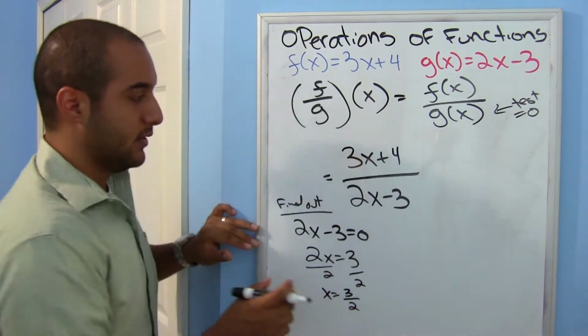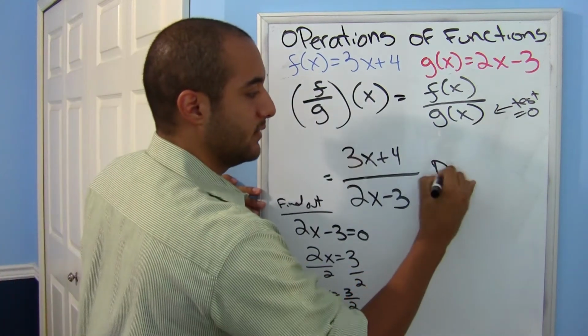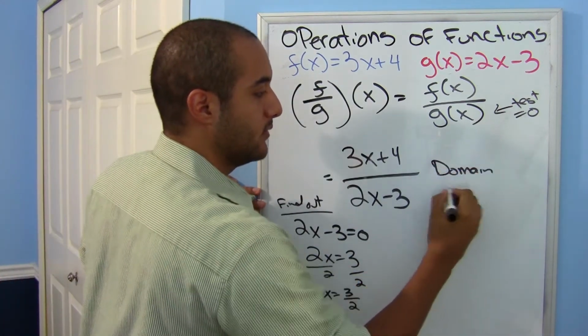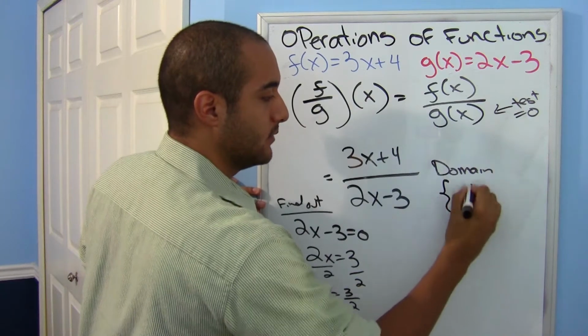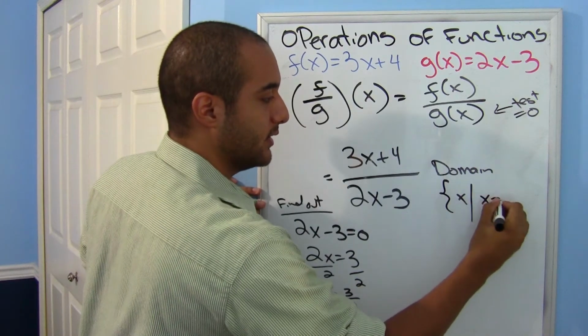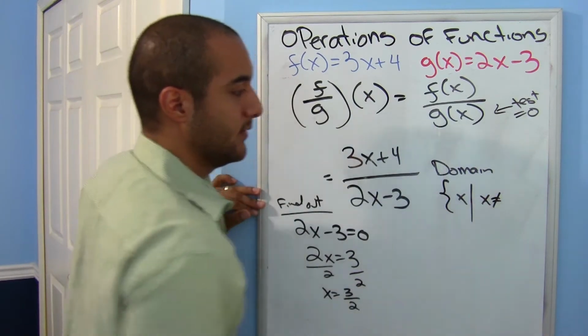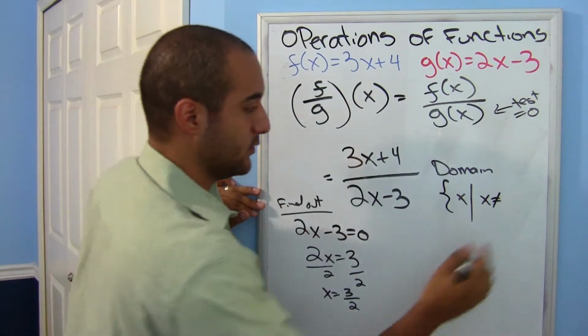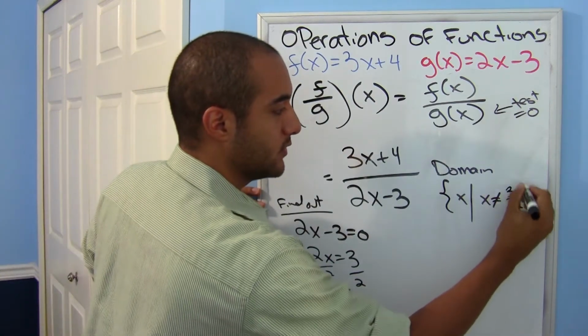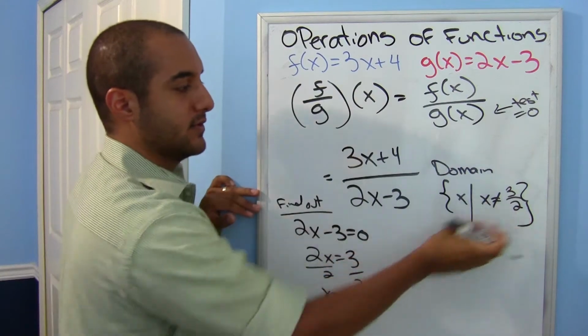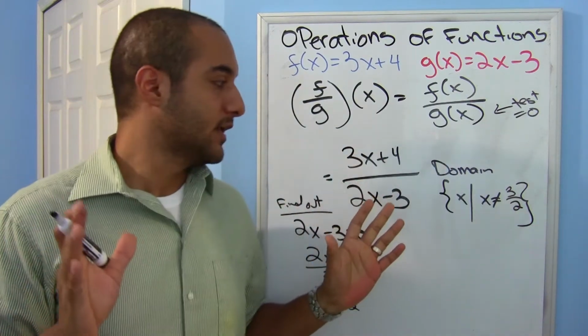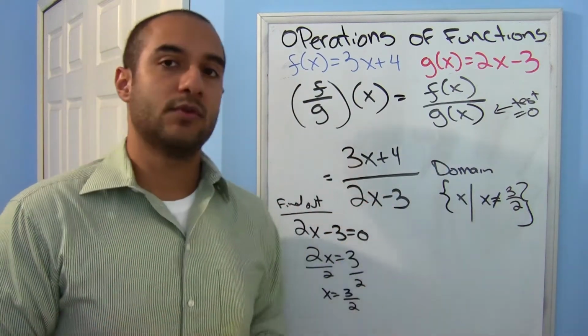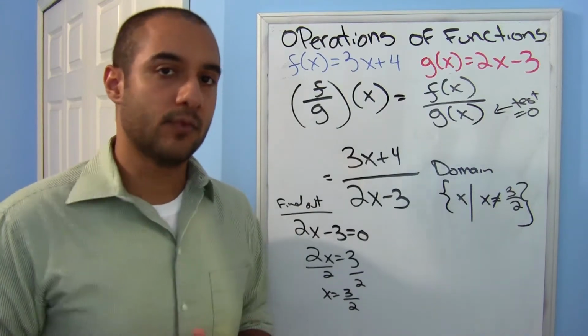So this lets you know that your domain is all the x's except where x is equal to 3 over 2. That is not one of your answers. Every other number is part of your domain except for 3 over 2. Okay, let's try another one out.